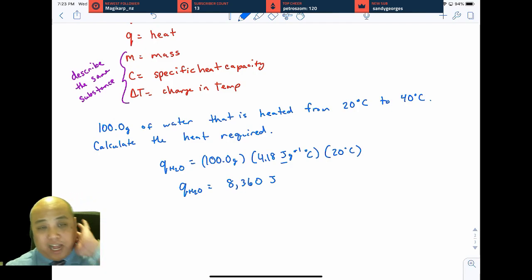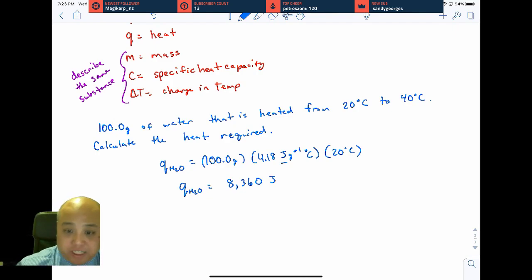Notice, again, I write my units out on every single number that I use, because I think it's really important, because it makes sure that you are following the right pattern and that you can catch mistakes, especially when questions ask you to have the value in kilojoules or joules.